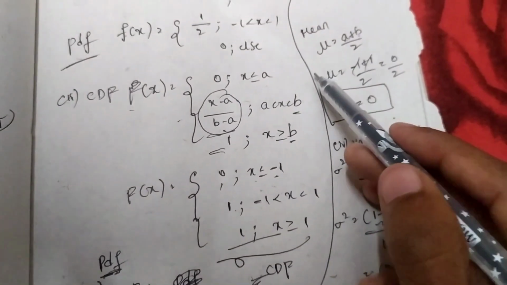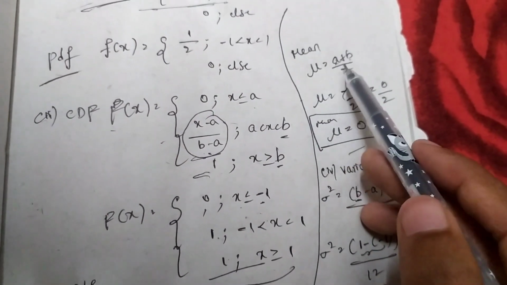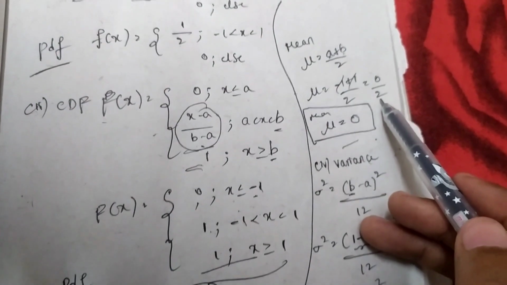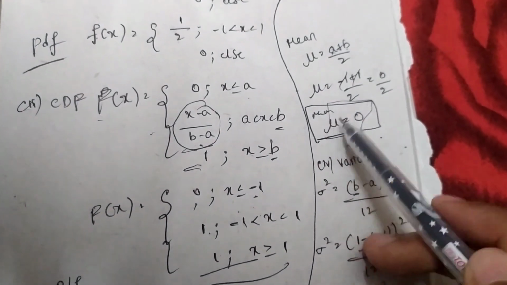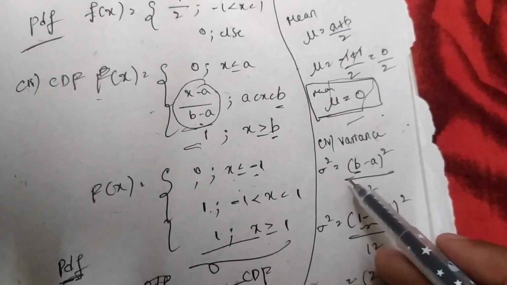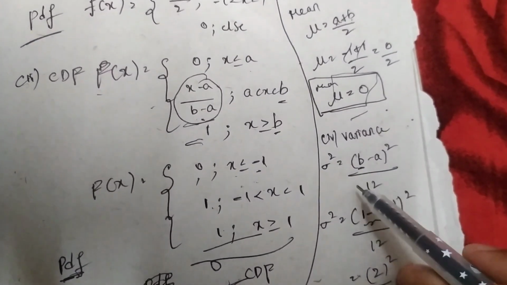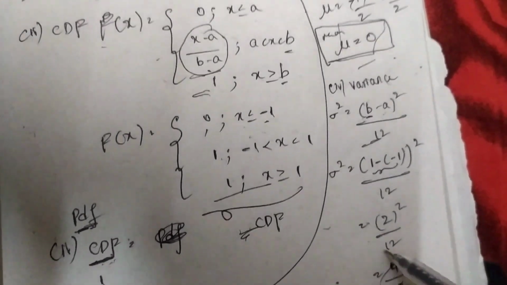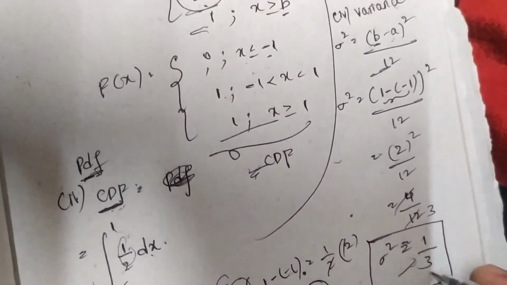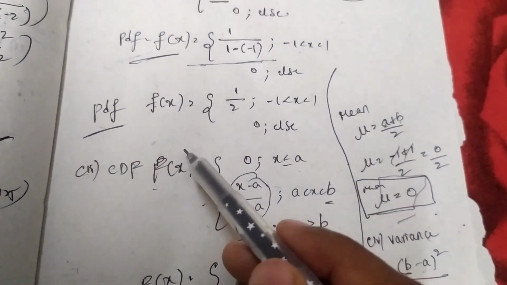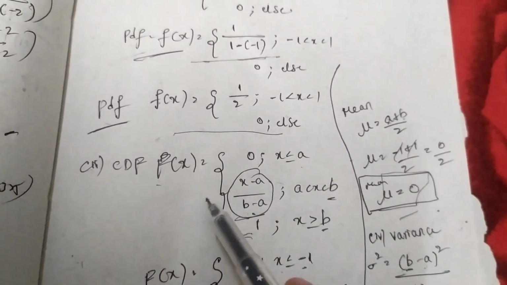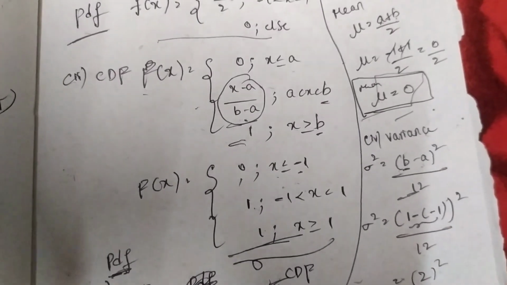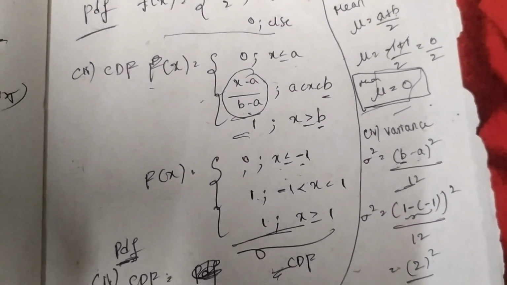Here in the uniform distribution function, mean mu equals a plus b by 2. Substituting the a and b values we get 0 by 2, that is, the mean is 0. And the variance in the uniform distribution function, with this formula, substituting the a and b values we get sigma square equals 1 by 3. So here we found the probability density function, cumulative distribution function, mean and variance. Hence we have found all of this.